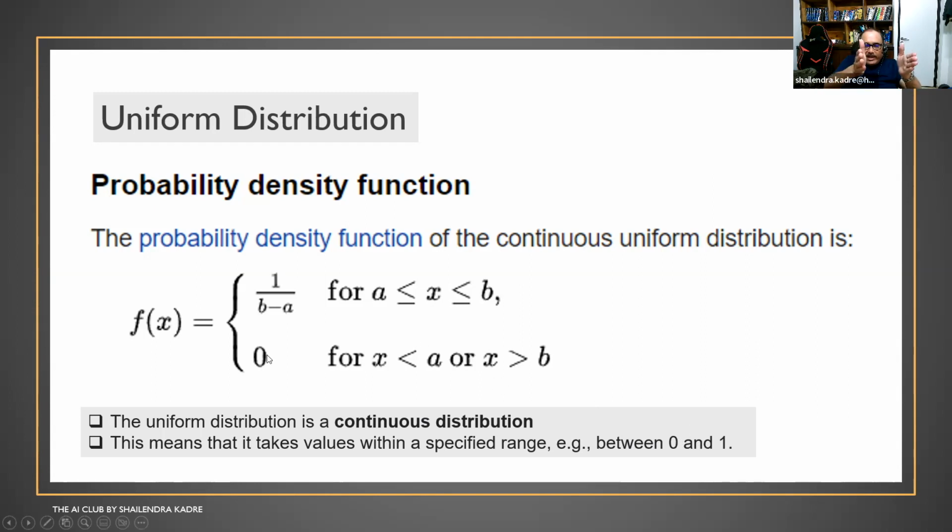So when x is less than a, the probability is 0, and when x is greater than b, the probability is 0. In between a and b, it is given by 1 upon b minus a. Now is it understood? From your 9th, 12th class knowledge, what is the integration of a constant c? If I write the integral sign, c dx, where c is a constant, what will be the value of that integral?